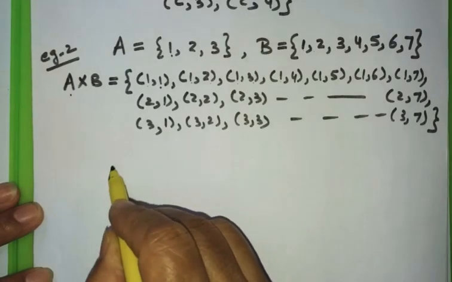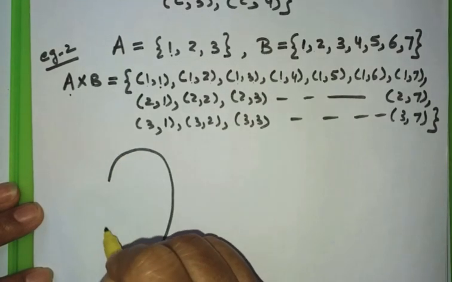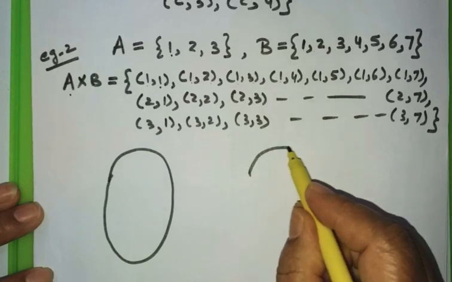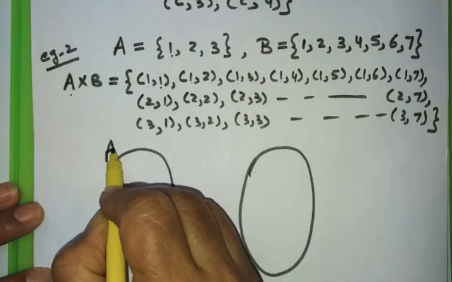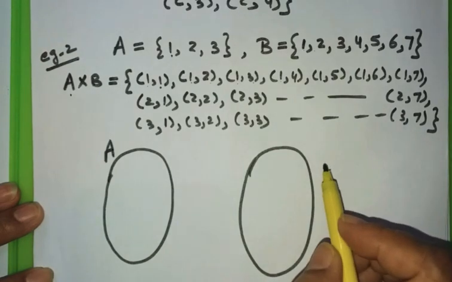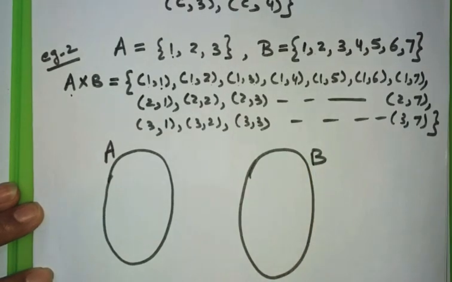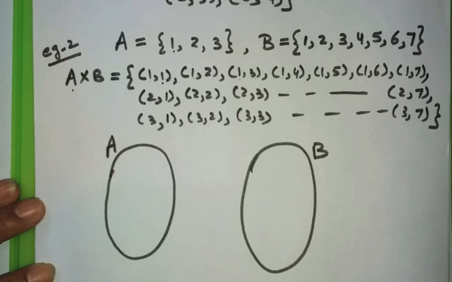We can also understand it with the help of this figure. Consider these two ovals. Let the first oval depict set A and let the second oval depict set B.